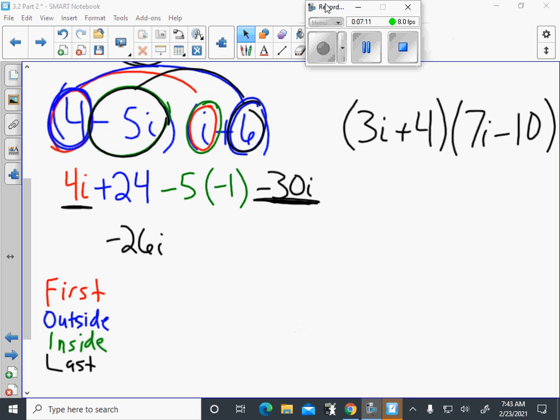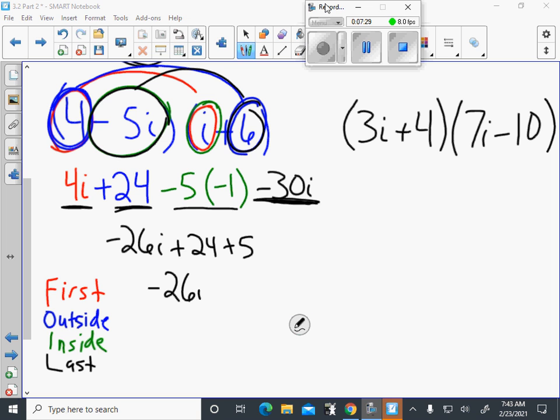Okay. This 24 just falls straight down. It's 24 plus 24. Where did I get that 24? Right here. And then I'm going to simplify. Negative 5 times negative 1, that's plus 5. Okay, now simplify. We have negative 26i. What's 24 plus 5? Plus 29.